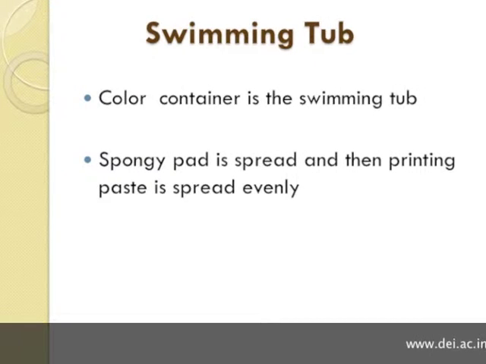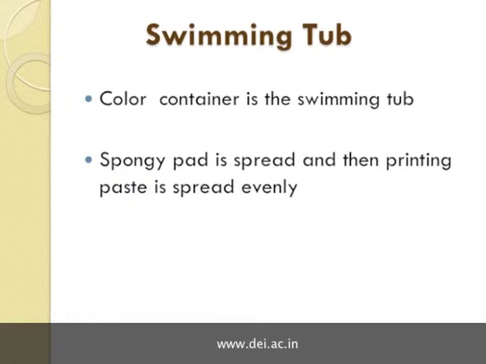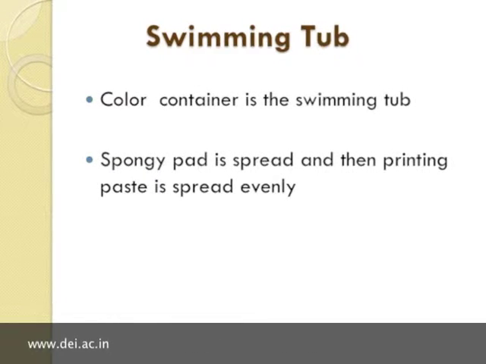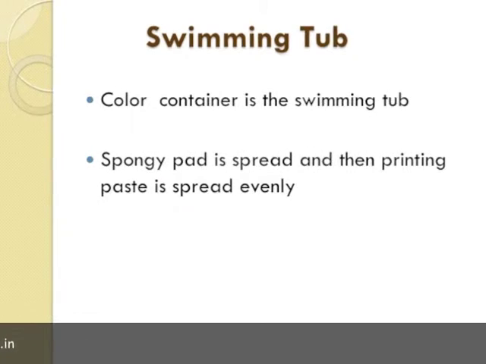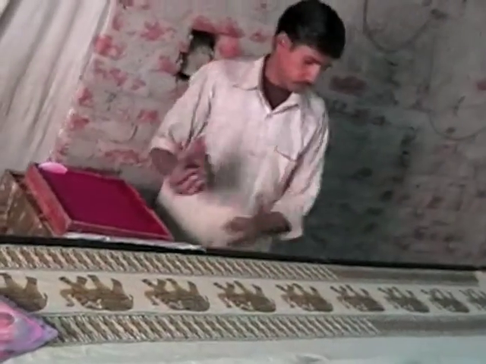Swimming tub. The device which is used to hold the printing color is known as a swimming tub or sieve. A sponge pad is spread in the bottom of the tray, on top of which printing paste is spread. The object of the tub is to ensure distribution of color as even as possible.